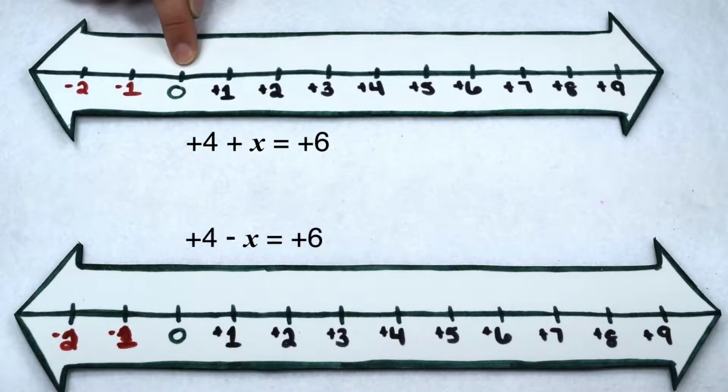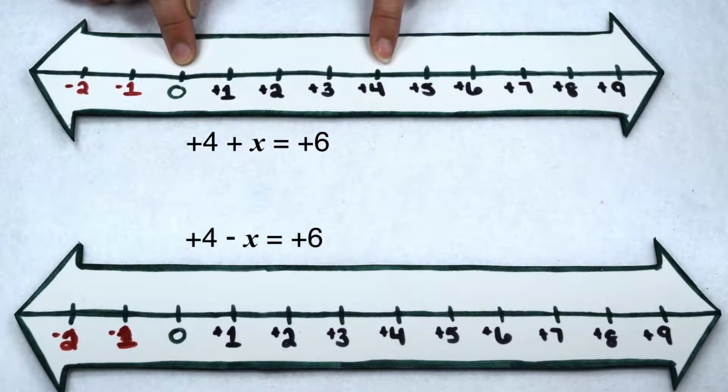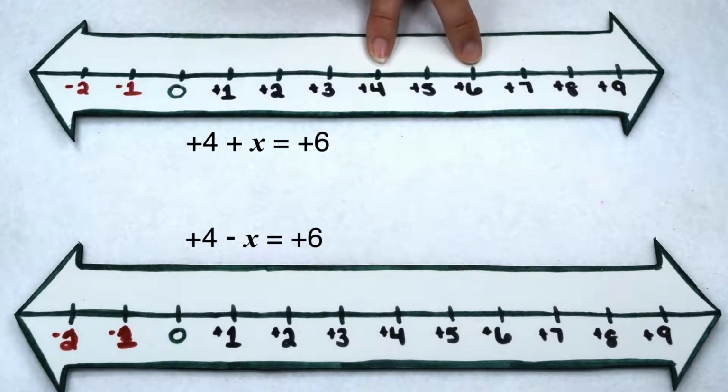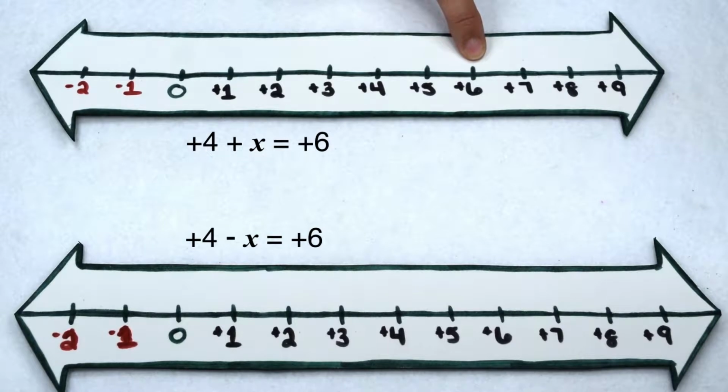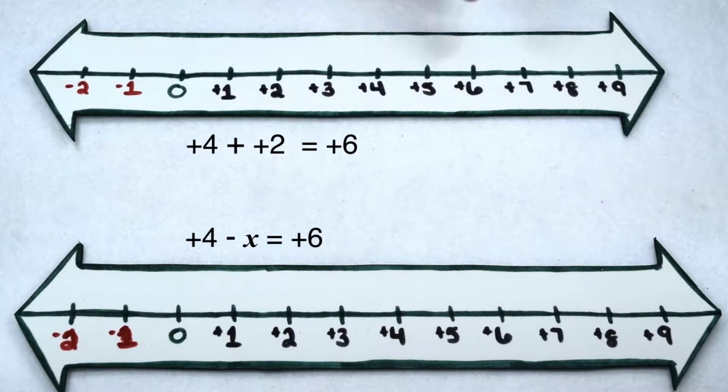We're going to start at 0. Positive 4 is going to send us 4 places to the right. From there, we need to get to positive 6. That means we need to add more positive values to that. From positive 4 to positive 6, it's 2 more values, so positive 4 plus positive 2 gives me positive 6.